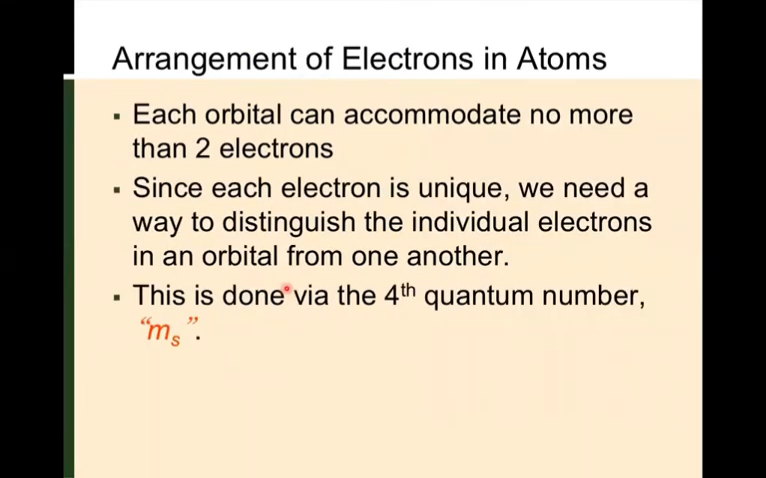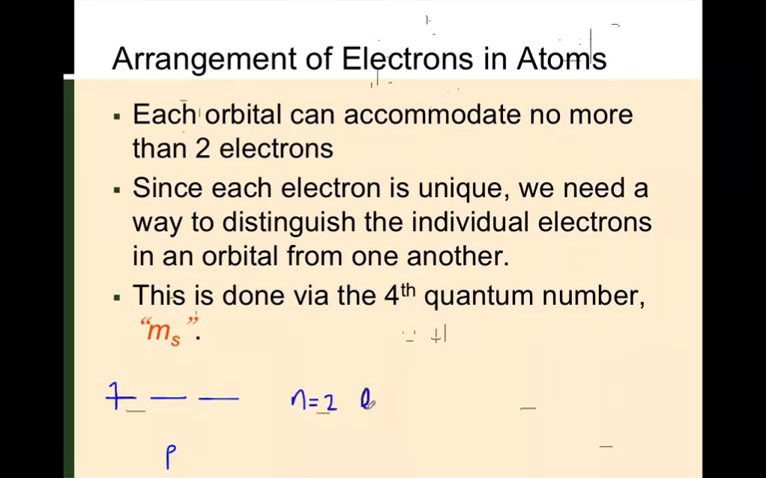So, the arrangement of electrons in atoms. Each orbital can accommodate no more than 2 electrons. And this is because no 2 electrons can have the same set of quantum numbers. So remember, we have 4 quantum numbers: N, L, ML, and MS. No 2 electrons can have exactly the same set of quantum numbers, and this is also called the Pauli exclusion principle. Say we have the p orbitals here, we could fill in electrons such as this. So say this is n is equal to 2.